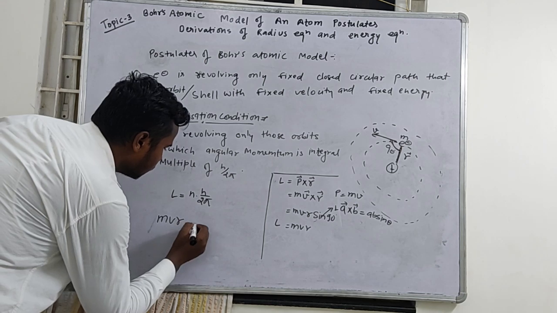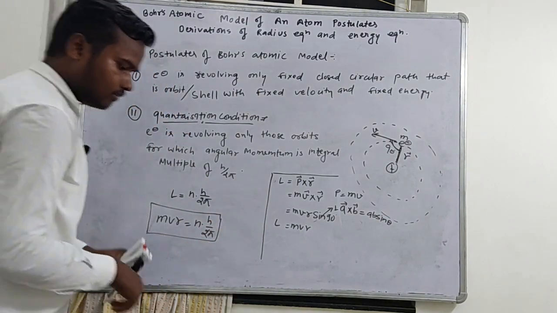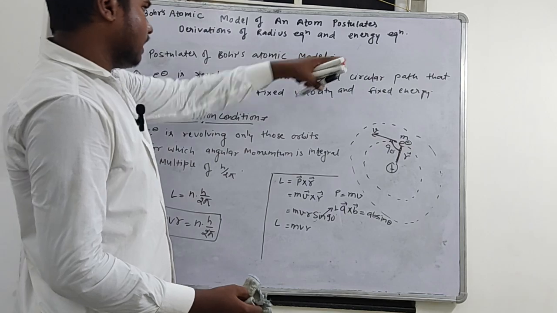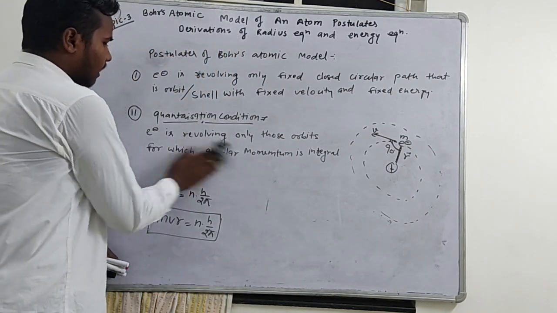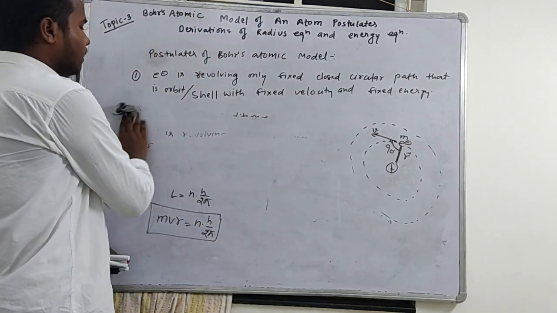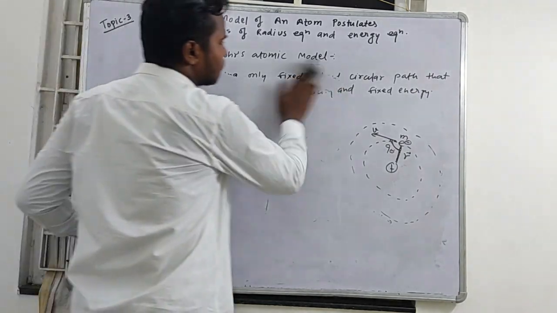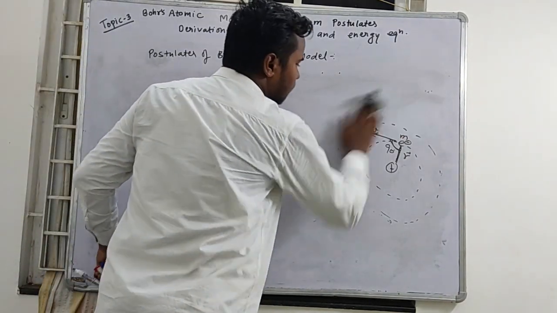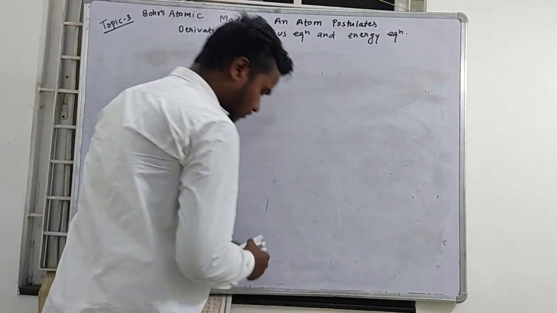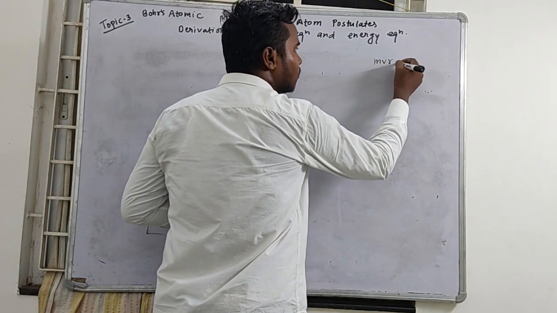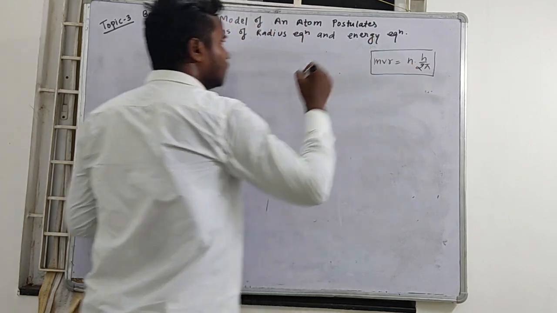So mvr is equal to n into h upon 2 pi. This formula we will note down in a corner because we will use it in the derivation of the radius equation. mvr equals n into h upon 2 pi. This is the second postulate of Bohr's atomic model.